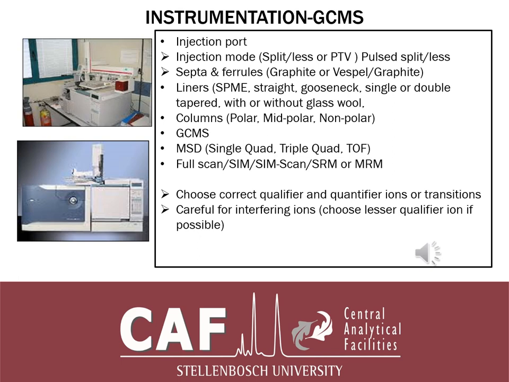So it's a balancing act, in fact, to try and do both SIM and scan, because if you do SIM scan, all in all, you're going to lose a little bit of sensitivity. It's also important to choose the correct qualifier ion and quantifier ion if you're working with SIM, and also the right transition, just to make sure you don't get interferences. Sometimes you might have to choose a lesser qualifier ion if you've got interfering ions. You don't always have to use the higher ion, or the base peak, when you qualify and quantify. We'll talk about that later. What the qualifier and quantifier are, we'll talk about later.